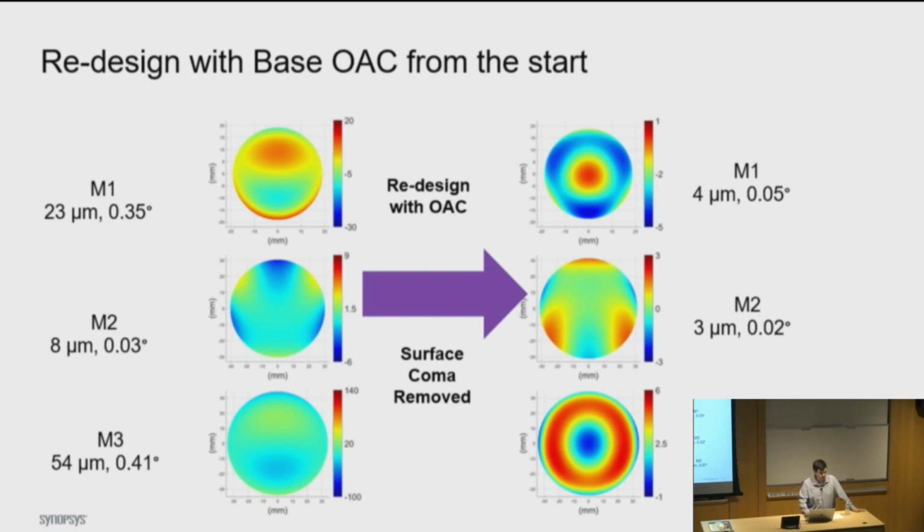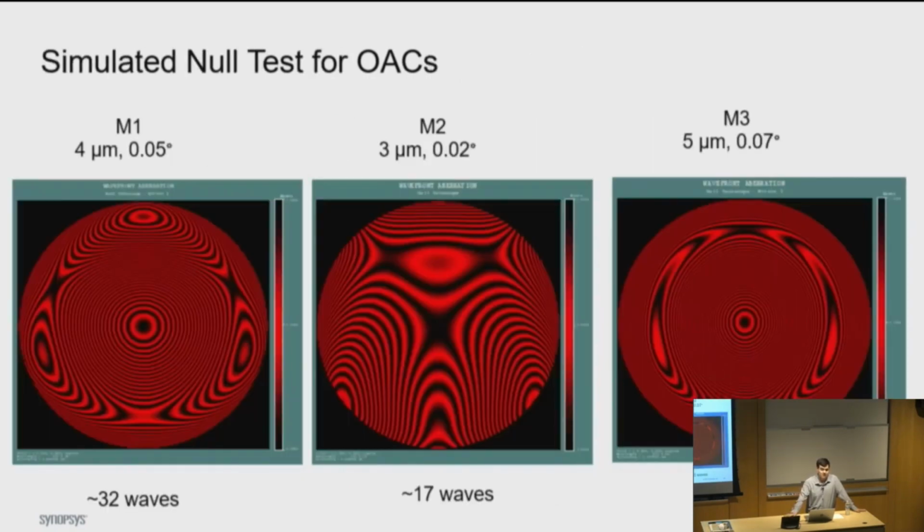The last thing we're going to look at is we're just going to take these three surfaces in the best fit off-axis conic case, and we'll simulate a null test and look at what some of the interferograms might look like. So these are simulated null tests. At the bottom, we have approximately the scale in terms of the number of waves, peak to valley, that you see. For Mirror 1, those 4 microns end up corresponding to about 32 waves in the null test.